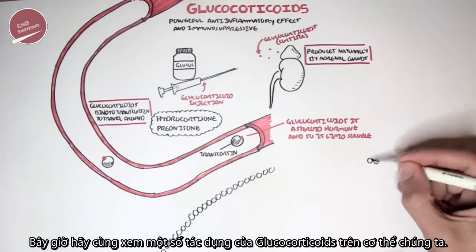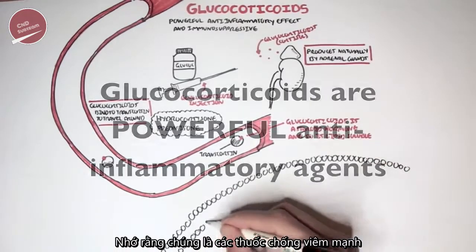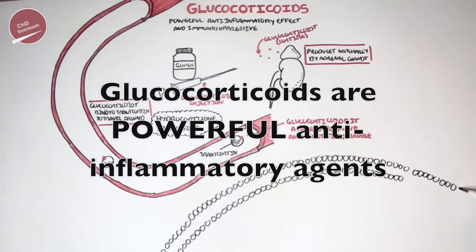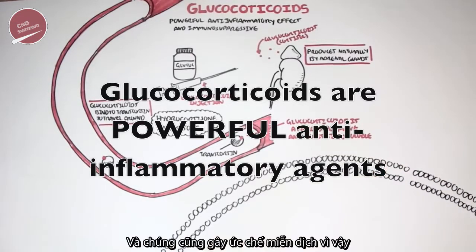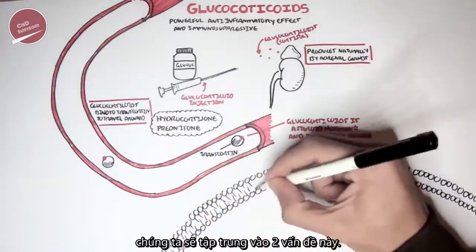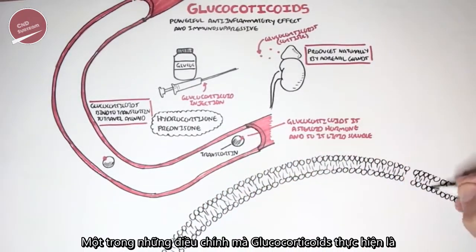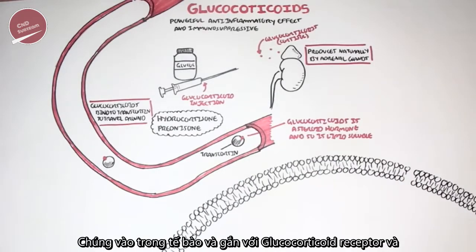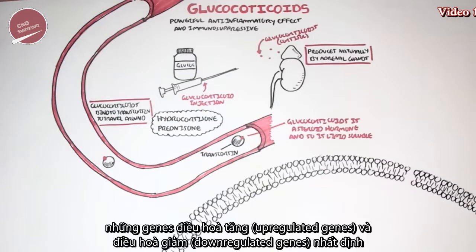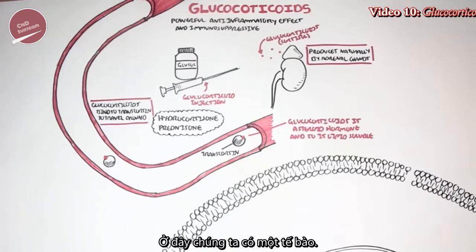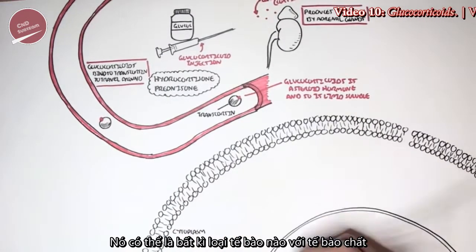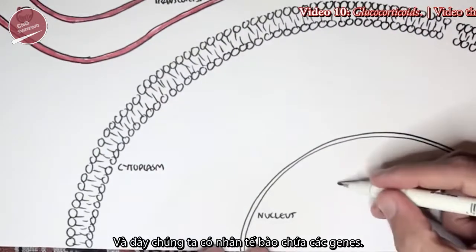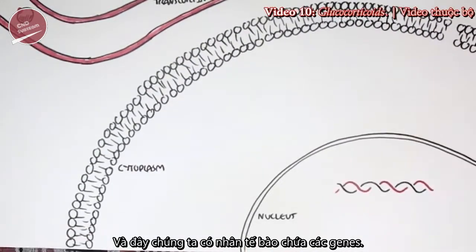Now let us see some effects glucocorticoids have in our body. Remember, they are powerful anti-inflammatory drugs, and they are also immunosuppressive, so it will revolve around these two things. One of the main things glucocorticoids do is go inside a cell, bind onto a glucocorticoid receptor, and upregulate and downregulate certain genes. So here we have a cell, which can be any type of cell. Here we have the cytoplasm of the cell, and here we have the nucleus of the cell containing the genes.